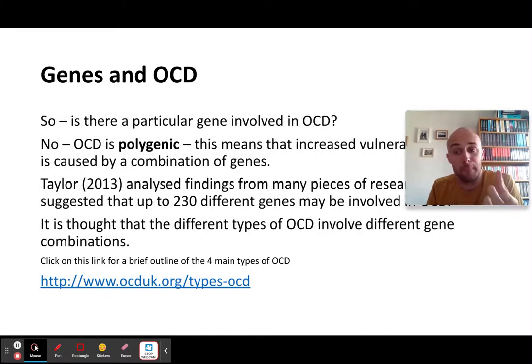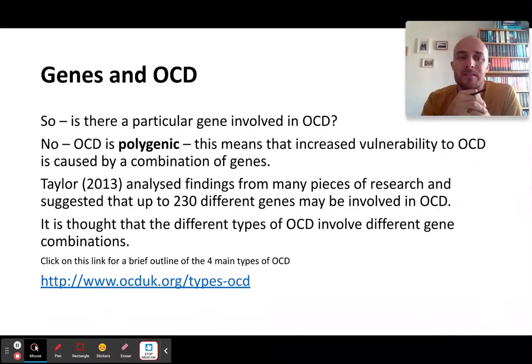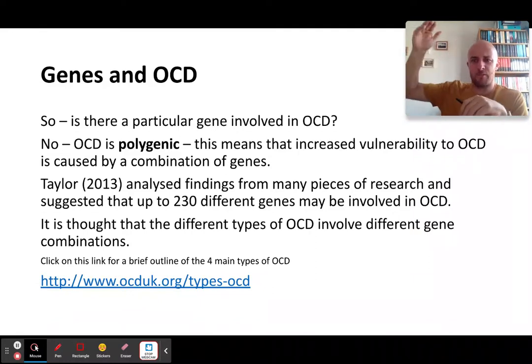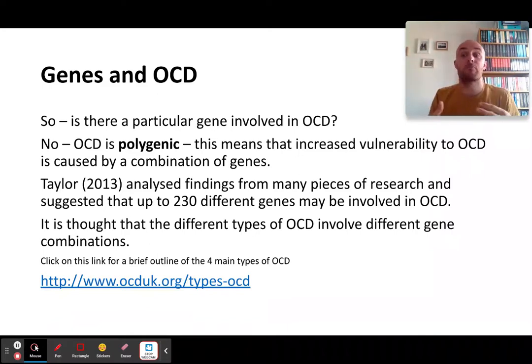So the problem we also have, and there's a couple of key points I want to go through here, is that there is not one gene for OCD. OCD is polygenic, which means there are multiple genes involved in the onset. Very, very few things are caused by one gene. I think your height is caused by about 55, 57 genes, and that's a simple thing. Those genes interact with each other and the environment to determine your height.